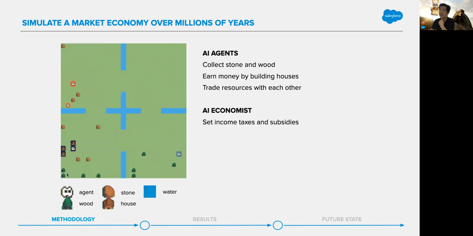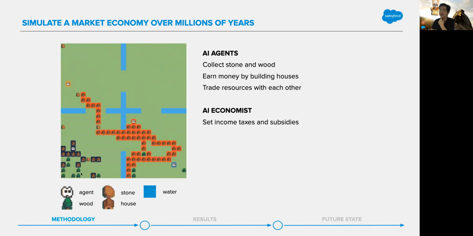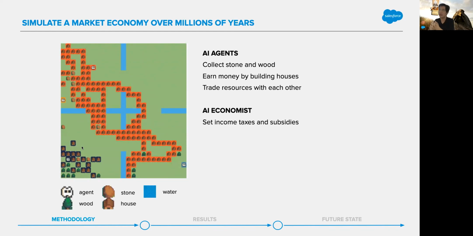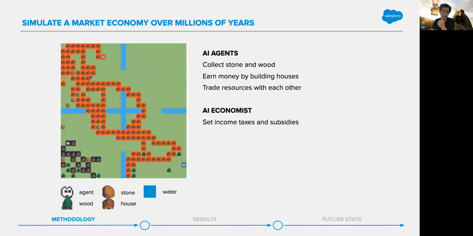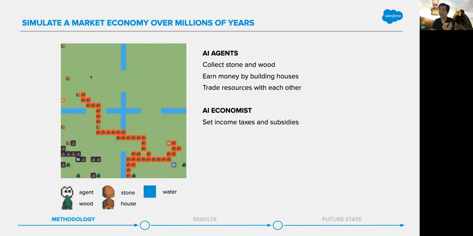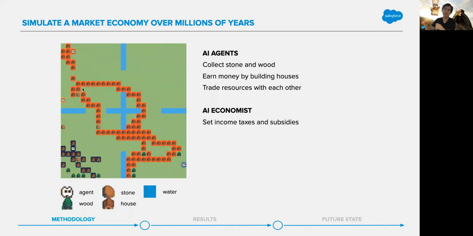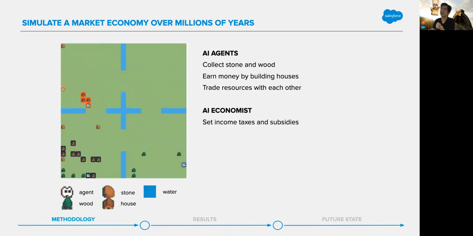In the bottom left, you can see that this dark blue agent is collecting wood and then building houses. And they can also earn money by building these houses. Every time, depending on your skill, you get an amount of money in this world. And then you can also trade resources. You can see that the orange agent manages to build a lot of houses, even though it's not actually collecting all that much by himself, but that's because he can buy those resources from the other agents. And then the AI economist, who's invisible here, also sets income taxes and subsidies on top of this system.